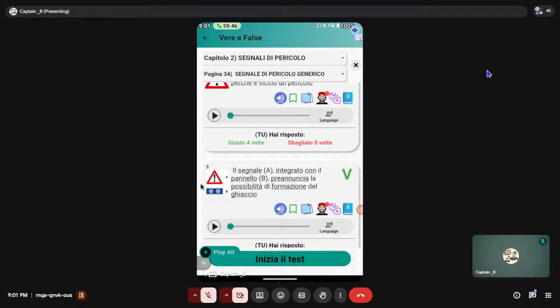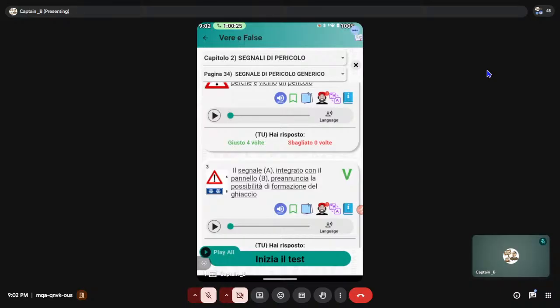This one has a picture. This one has the danger noticed. Il segnale A, integrato con il pannello B, preannuncia la possibilità di formazione del ghiaccio. He said this sign A is integrated with panel B, announcing the possibility of the formation of ice. The word formazione is really formation. So this sign is giving us the formation of ice.